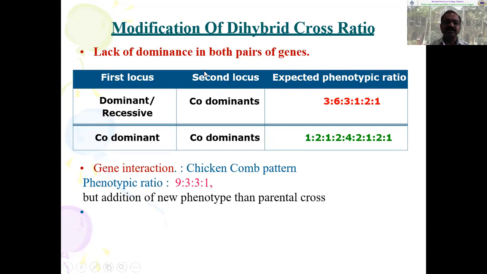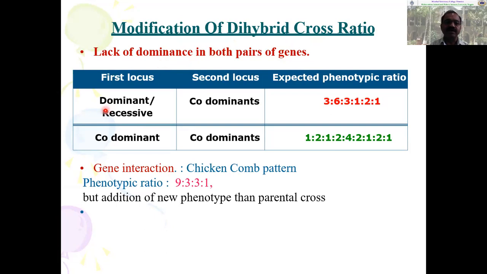So based upon this, let's see what the modifications of this particular dihybrid cross ratio are. Everybody knows that the classical dihybrid phenotypic ratio is 9:3:3:1. But that is based upon complete dominance. When two pairs are combining together, one pair may have complete dominance and the other pair, or both pairs, might have incomplete dominance or lack of dominance. In such cases, your expected phenotypic F2 ratio can be modified.